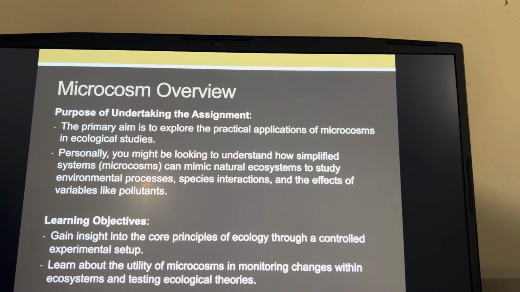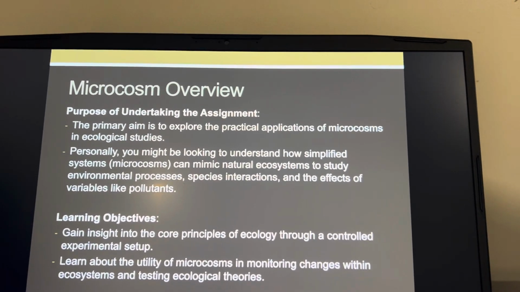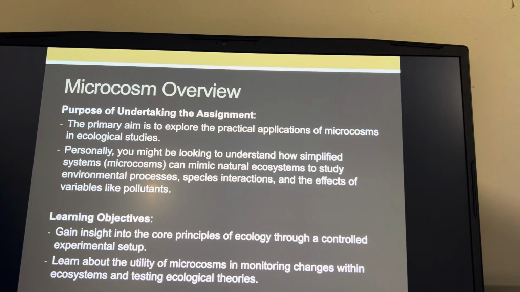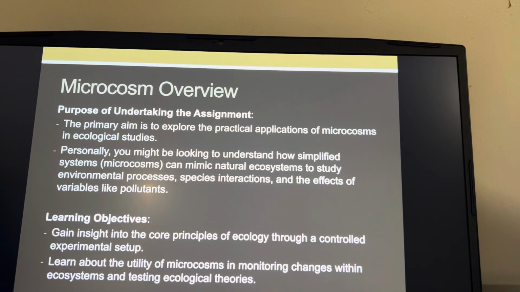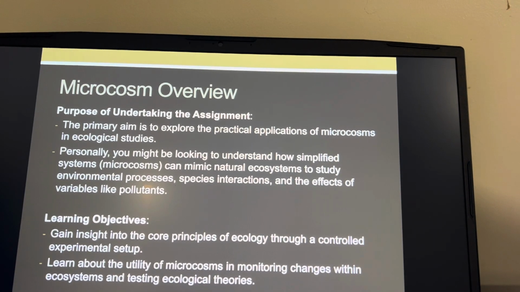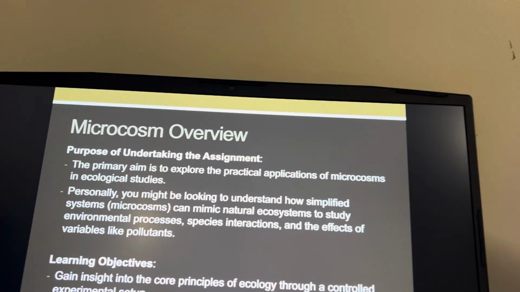The learning objectives of this project included understanding the fundamental principles of ecology and the utility of microcosms in monitoring ecosystem changes. By the end of this experiment, I hope to achieve a greater appreciation for how these small-scale systems contribute to ecological research.